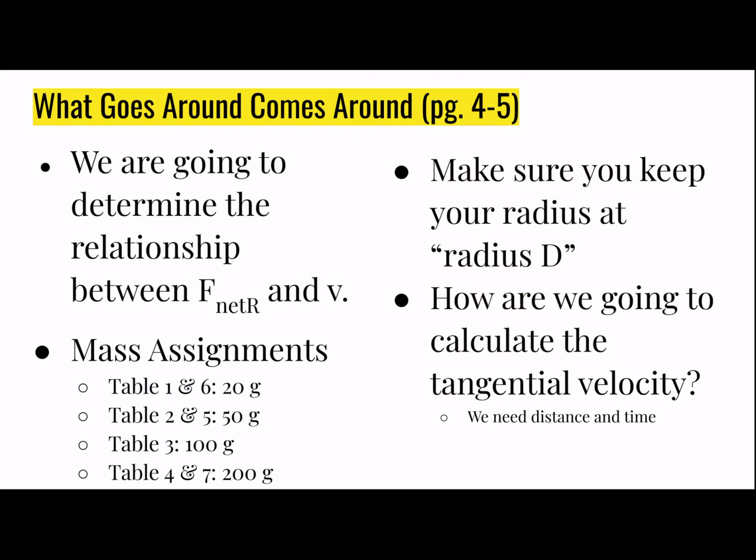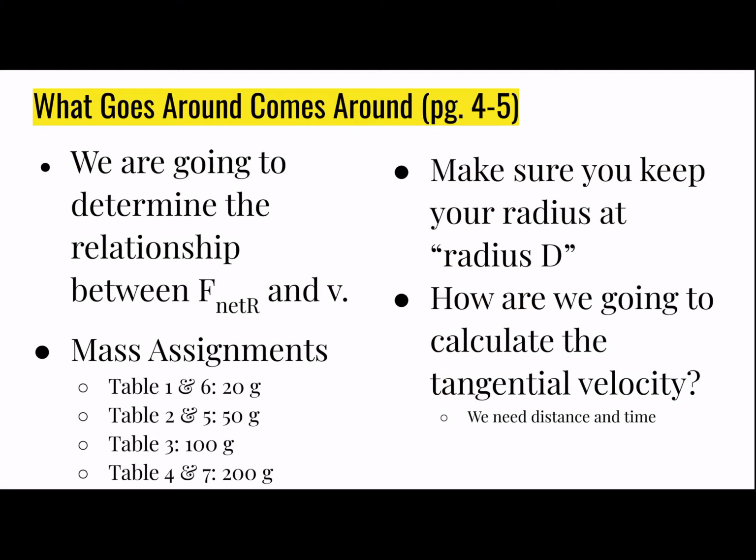Why don't you open up to pages 4 and 5 of your packet and just make sure you write down which mass you're supposed to be using. So 20 grams, 50 grams, 100 grams, or 200 grams based on the table number that you sit at. And you're going to need to convert those masses to kilograms because in physics we always are going to use kilograms. So reminder, there's 1,000 grams in every kilogram. I'm going to go over this in just a second, but make sure you keep the radius at D, which will make sense in just a moment when I show you the lab.